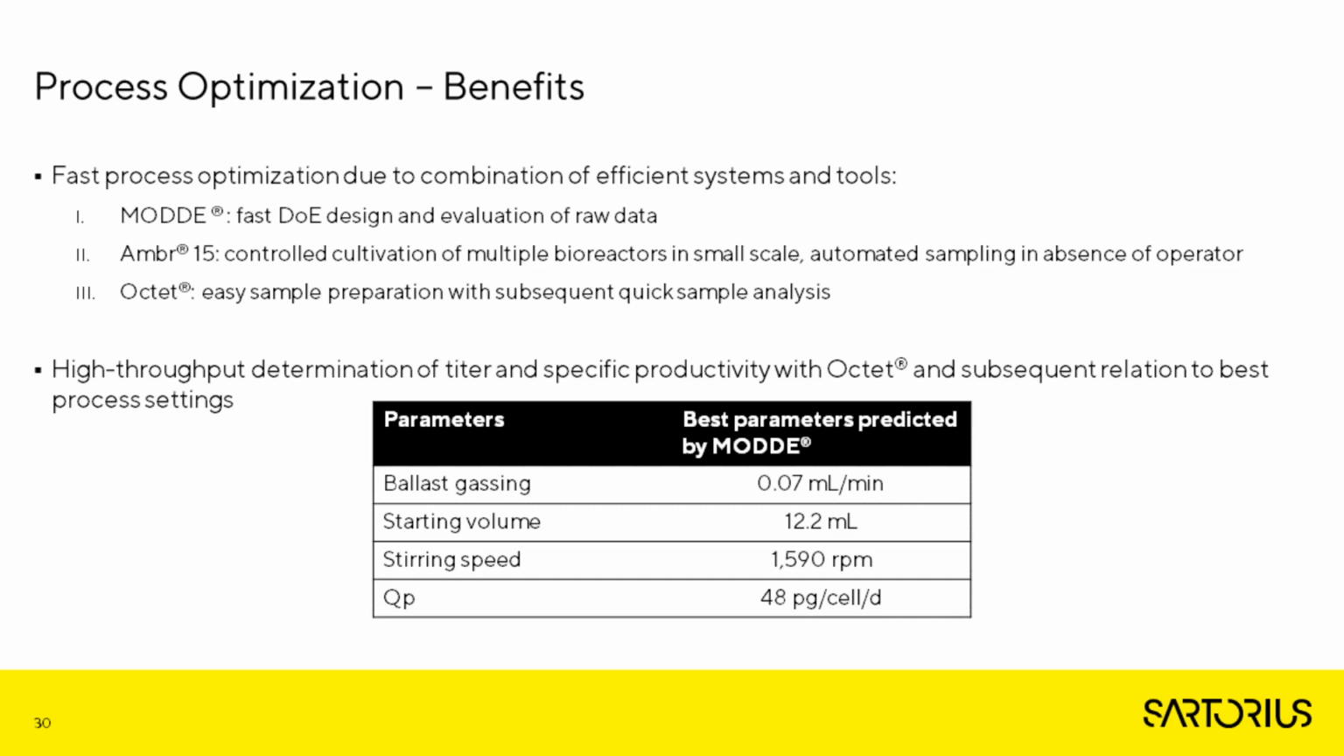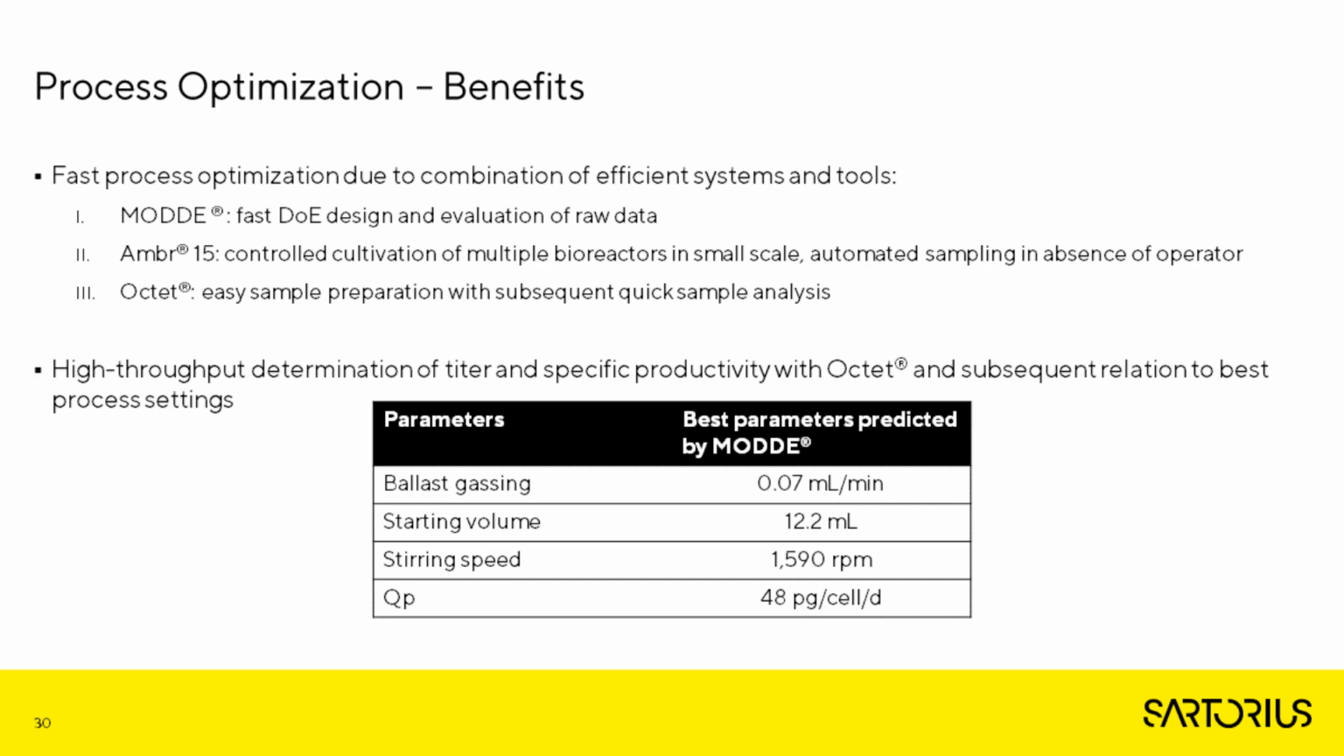In order to summarize the application example of process optimization, we could draw several benefits. Since we combined three efficient systems or tools, we were able to do fast process optimization with A, MODDE, which gives us a fast DOE definition and evaluation, B, the Ambr 15, with which we have a controlled cultivation of multiple bioreactors in a small scale and automated sampling in the absence of an operator, and C, the Octet, which serves with an easy sample preparation and subsequent quick sample analysis.